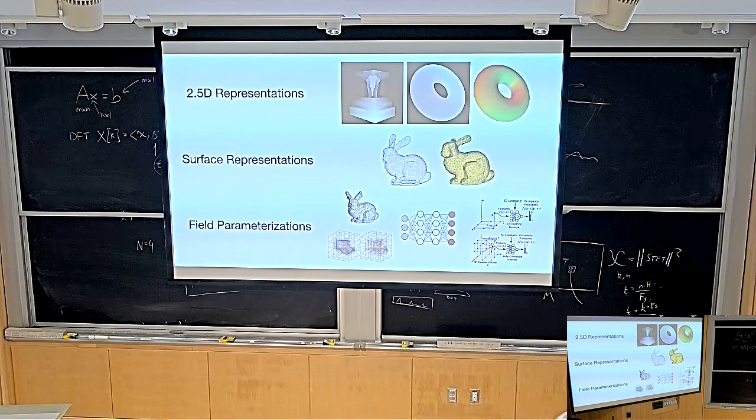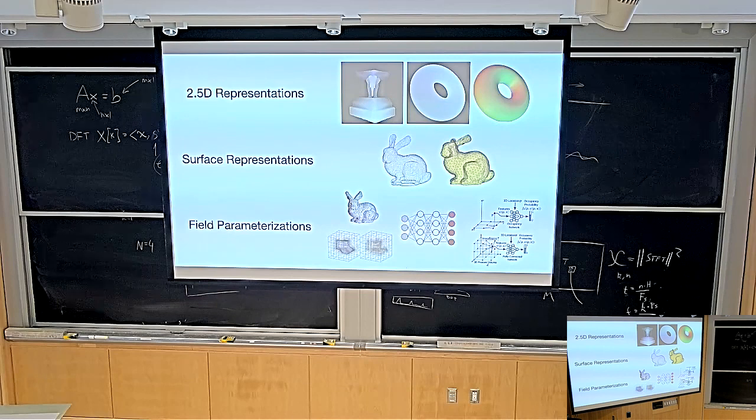Then we talked a little bit about actual 3D representations. So we called these 2.5D representations because basically for every pixel, they give you the third dimension, but they never tell you about what's behind. So they don't actually parameterize the whole scene. They only parameterize the geometry of visible surfaces.